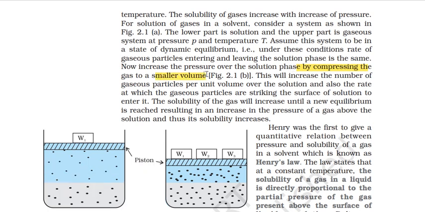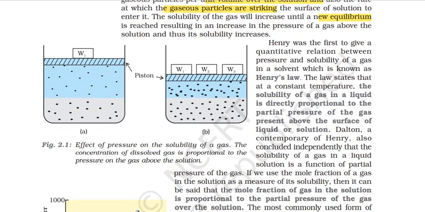इसकी वजह से the number of gaseous particles per unit volume over the solution and also the rate at which the gaseous particles are striking the surface of solution to enter it, this is going to increase. What happens is, जो हमारा gaseous particles है per unit volume वो बढ़ेगा और उनके आपस में जो striking होगी, collisions होंगे वो भी बढ़ेंगे. The solubility of the gas will increase until a new equilibrium is reached. Pressure के वजह से हमने equilibrium को ही shift कर दिया. Fine, जिसकी वजह से in an increase in the pressure of a gas above the solution and thus its solubility increases. Henry, now very important term.